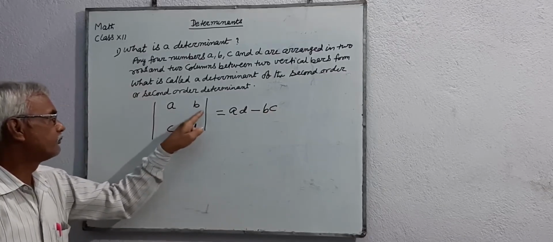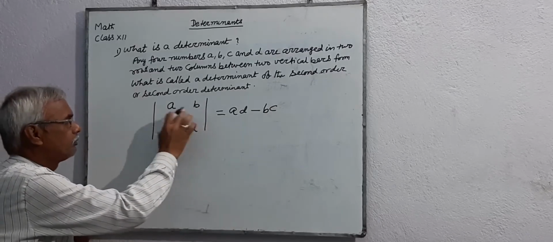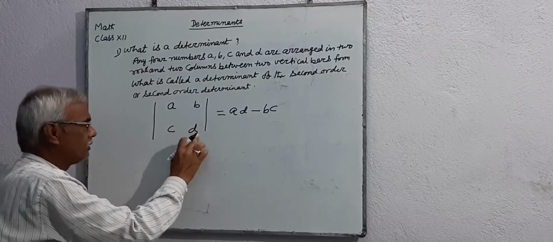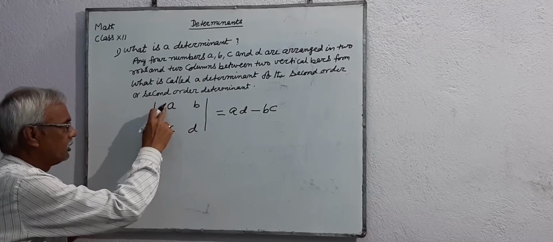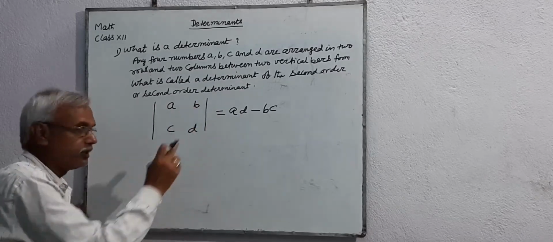A, B is the first horizontal line, called the first row. C, D is the second row. The first column has elements A, C. The second column has elements B, D.